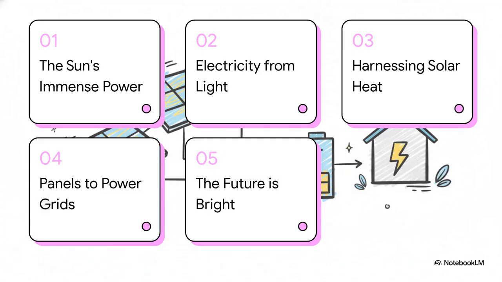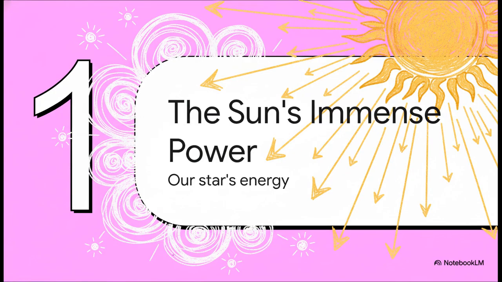So here's our game plan. We'll kick things off with the sheer scale of the sun's energy. Then we'll get into the really cool stuff, the two main ways we capture it. First, by turning light directly into electricity, and second, by harnessing its heat. After that, we'll see how it all gets to our homes, and we'll wrap up with a little peek into what's next for solar.